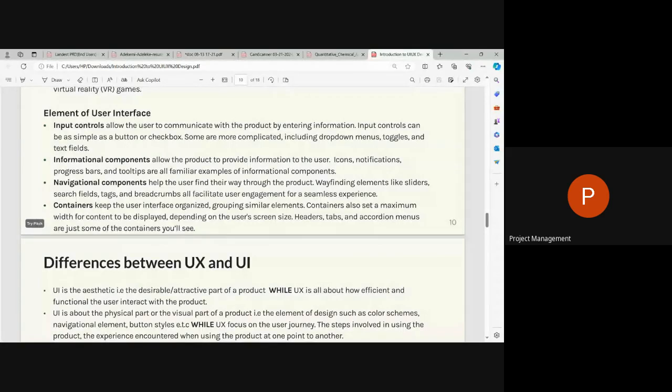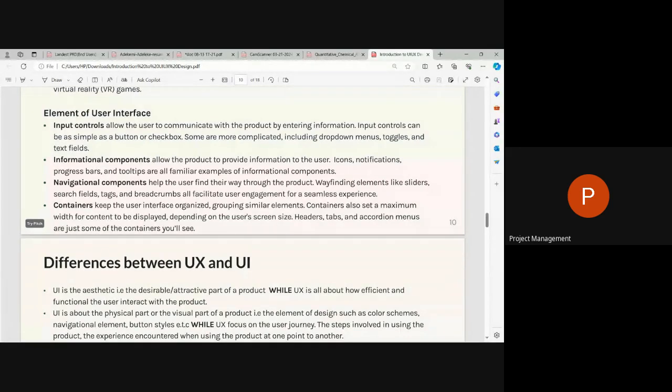Then the third one is navigational components. Navigational components are just to help the users navigate through the product, through the website, by implementing elements like breadcrumbs, search fields, tags, and sliders.